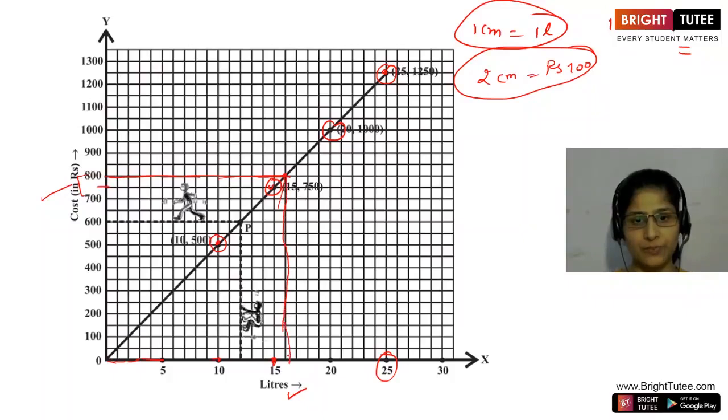So this is the point. So this is 16, right? So we have here 800, that is the cost, and when we draw it down here we get 16. So 16 liters of petrol can be bought for rupees 800.